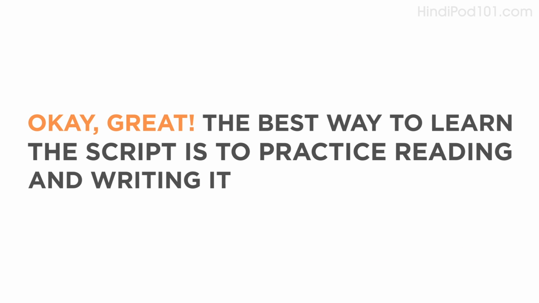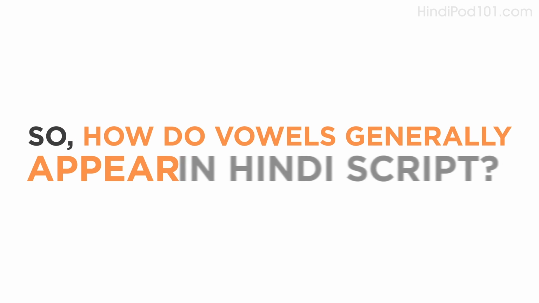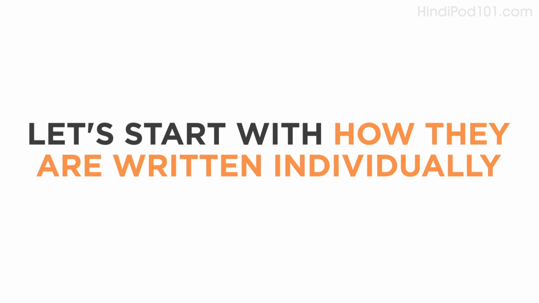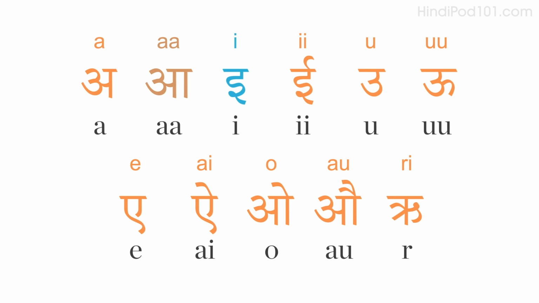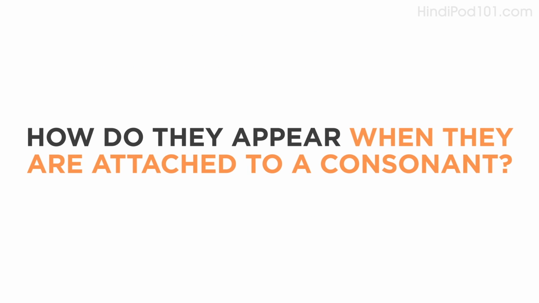Okay, great. The best way to learn the script is to practice reading and writing it as much as you can. Yes, indeed. So, how do vowels generally appear in Hindi script? Let's start with how they are written individually. Here they are. A, I, U, U, E, O, Ri. How do they appear when they're attached to a consonant?